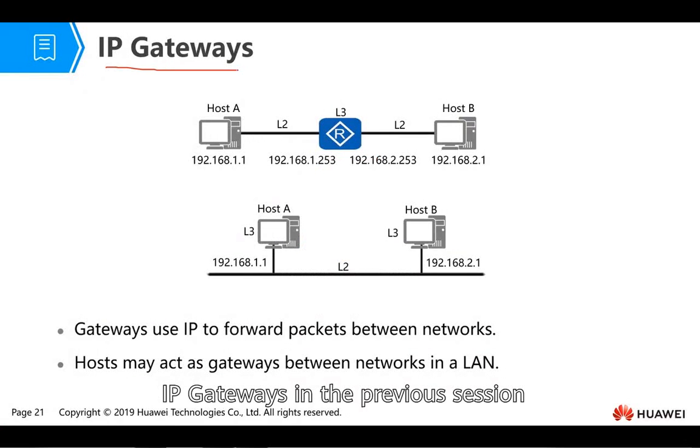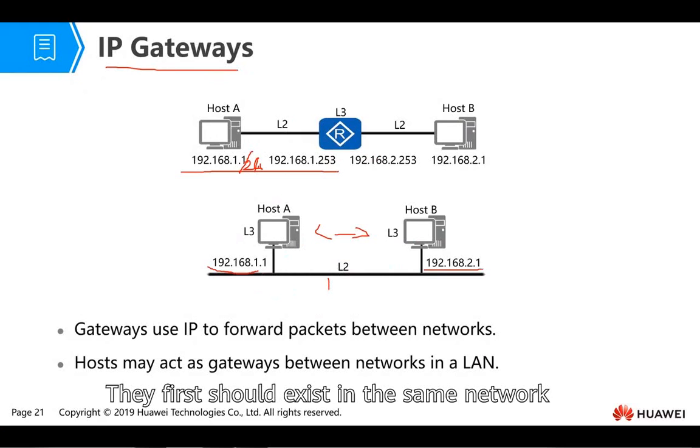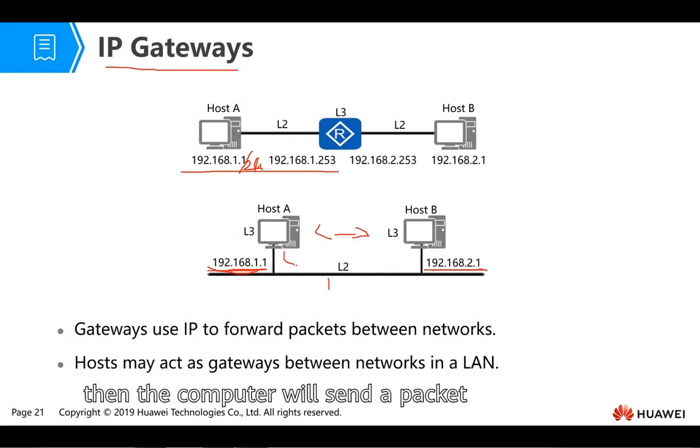IP gateways. In the previous part, we discussed this is one network, and of course the mask length is 24. When two computers connect together, if you want these two computers to communicate with each other, they first should exist in the same network. If they are in the same network, then the computer sends a packet with the IP header.